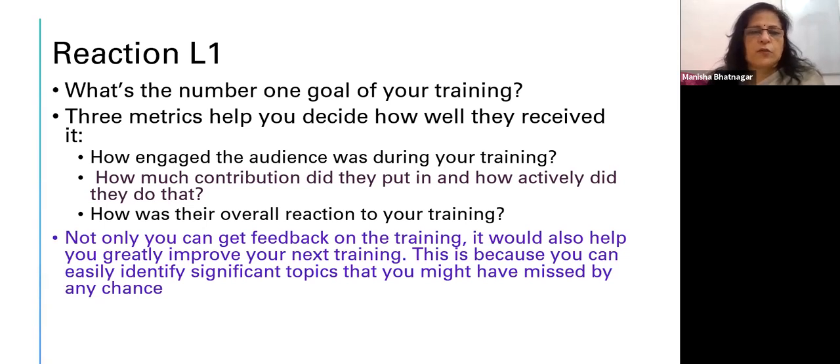The first metric would be how engaged the audience was during your training. Was it interesting? Were people finding it useful? How much contribution did they put in and how actively did they do that? Were the participants contributing or not, or was it only the training institution or the faculty member who was doing it?